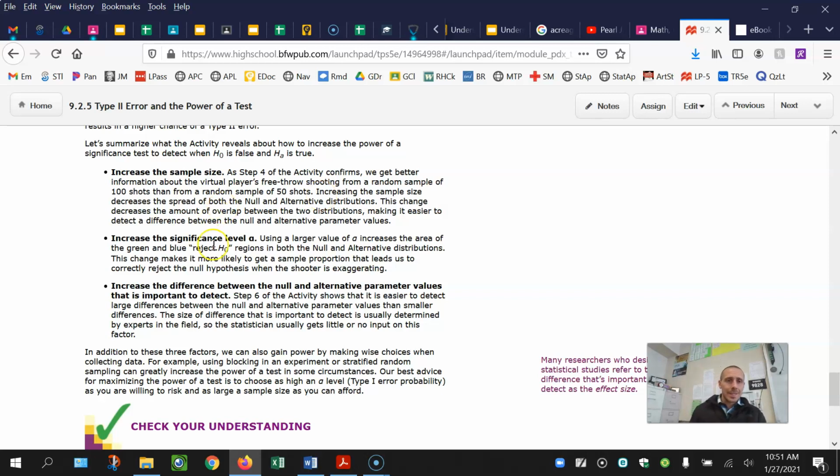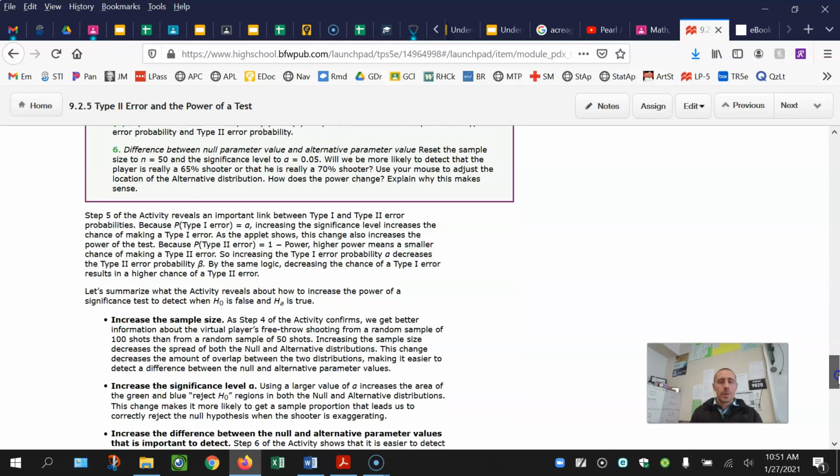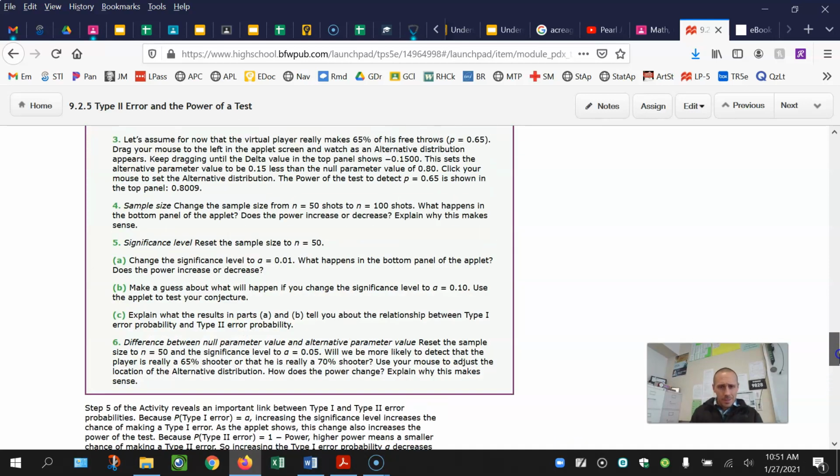If you increase the significance level, alpha, from 5% to 10%, power goes up. We'll talk more about that in class. And if there's a bigger difference between the null and what the alternative actually is, the power is bigger. The bigger the difference, the easier it is to detect, is the best way to say it. Let me see if they say it a little bit better.